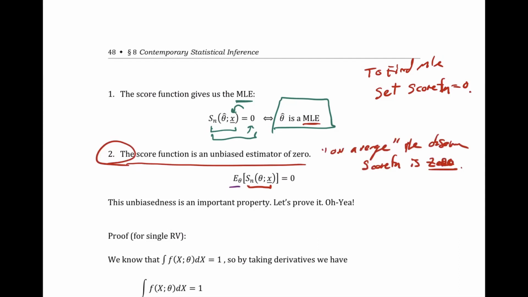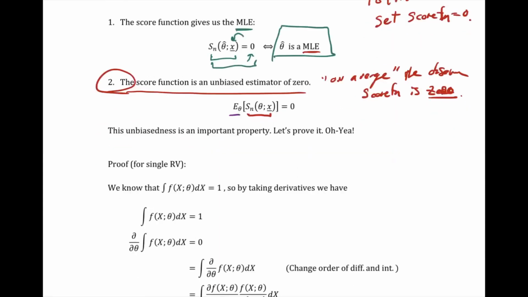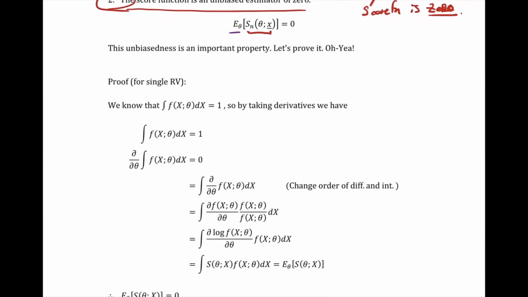And this turns out to be an important property, and I'm going to just quickly prove it. It's important because of the conditions under which it is 0. Notice here, I'll put it in blue, this theta here and this theta here are the same theta. So essentially, you're taking the expected value under the true observations.